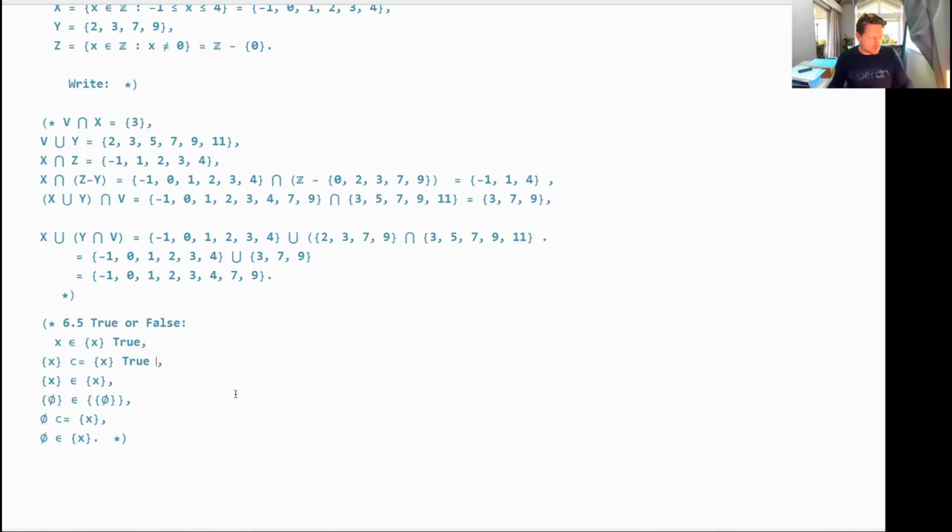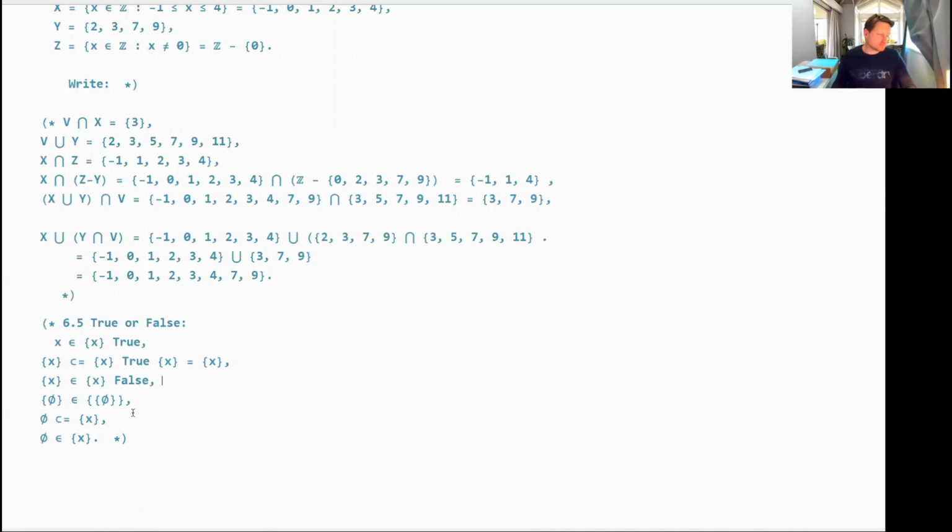So note that, true, because they're equal. Okay, next one is this, the set containing x, is it an element of the set containing x? Well, no, it is not. That's false. Right, because I don't see here within that set the set containing x. Right, x is in fact an element of this, but the set containing x is not an element of the set containing x.